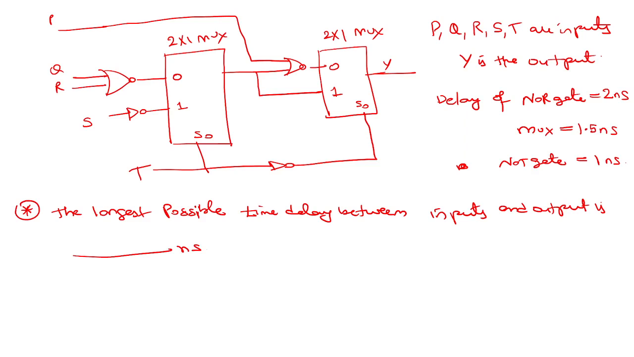Here a combination of NOR gate, NOT gate, muxes, everything is there, and the delays are also given. This is a more practical problem than a gate question. It's a more practical thing, and it's also a gate question. What you need to find is the longest possible time delay between inputs and outputs. They mentioned PQRST. PQRST are inputs, Y is the output.